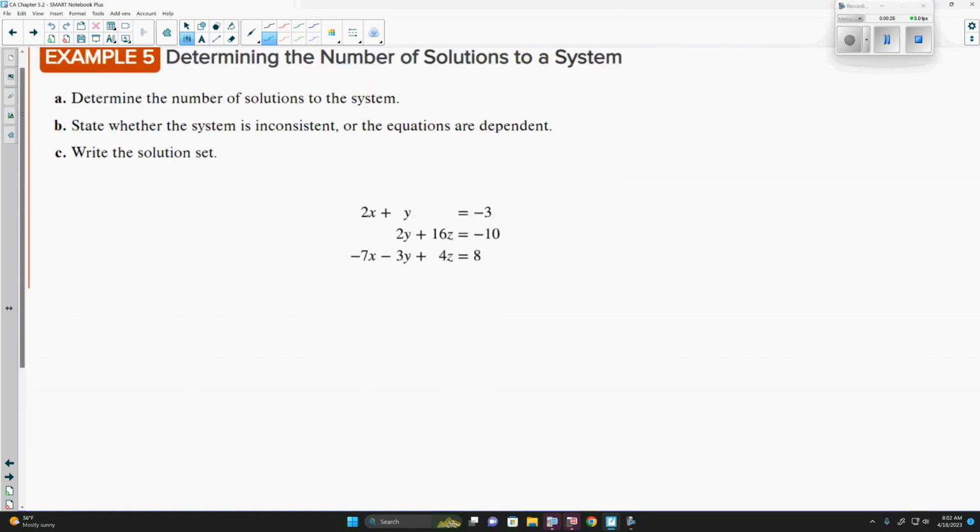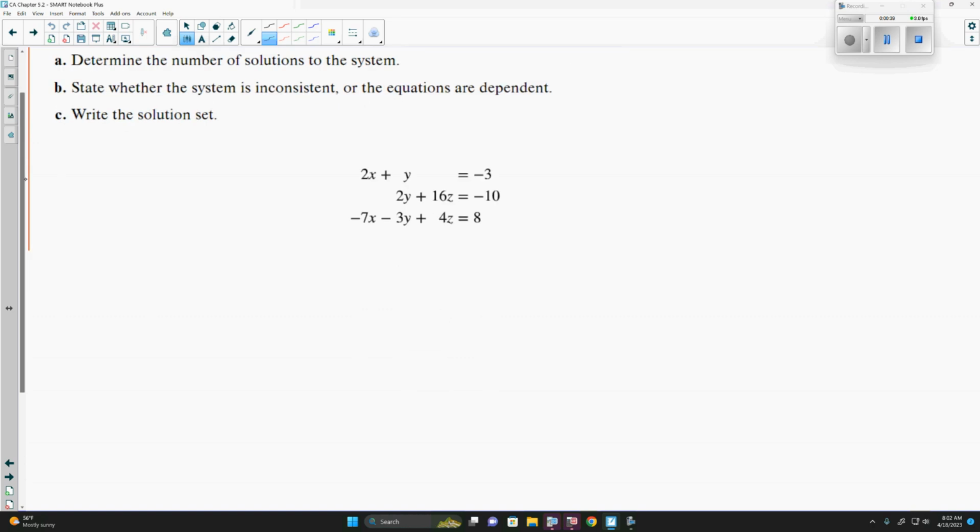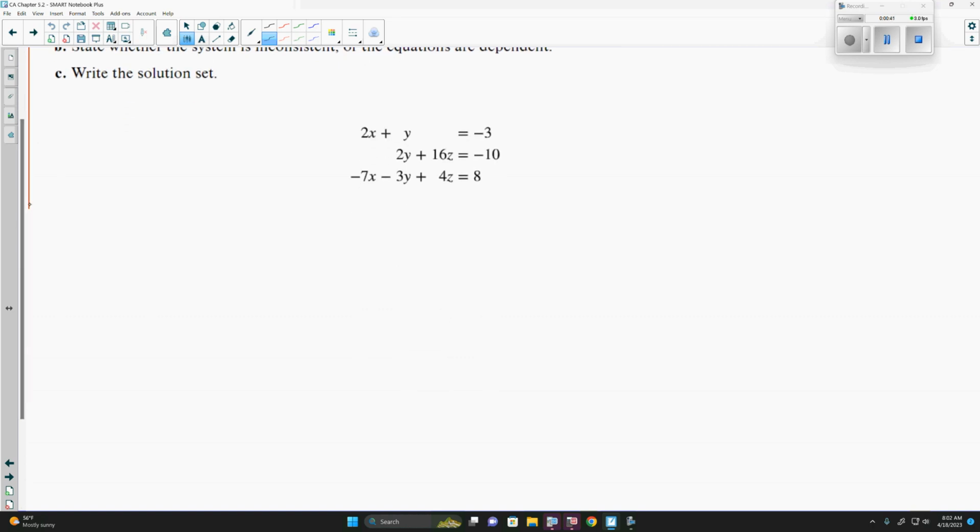Now, this one here has three parts to it. Determine the number of solutions to the system, state whether the system is inconsistent, or the equations are dependent, meaning all real, and write the solution set. So we have three parts to it, but to really answer these, we need to solve this here. We need to solve these.